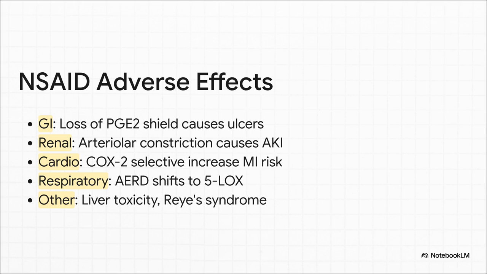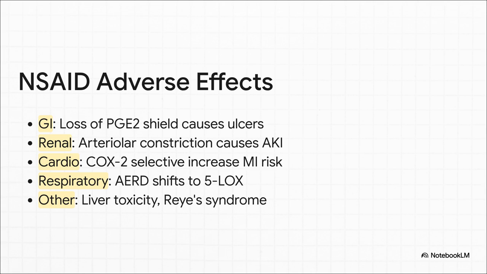ulcers. Renal, reduced PGE2 and PGI2 causes afferent arteriolar constriction, leading to acute kidney injury. Cardiovascular, COX-2 selective drugs, the COXIBs, drop protective PGI2 but leave pro-aggregatory TXA2 completely untouched. This triggers a dangerous prothrombotic state, proven by the VIGOR and APPROVe trials. Respiratory. Aspirin-exacerbated respiratory disease, or AERD, happens because arachidonic acid gets shunted down the 5-LOX pathway. This generates LTC4 and LTD4 leukotrienes, causing massive bronchoconstriction.